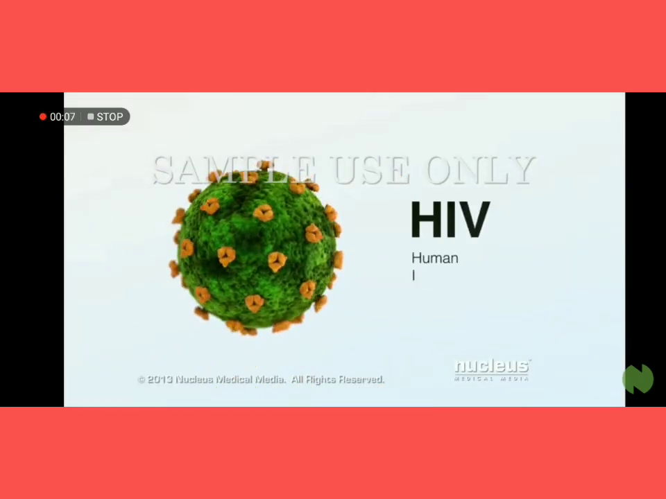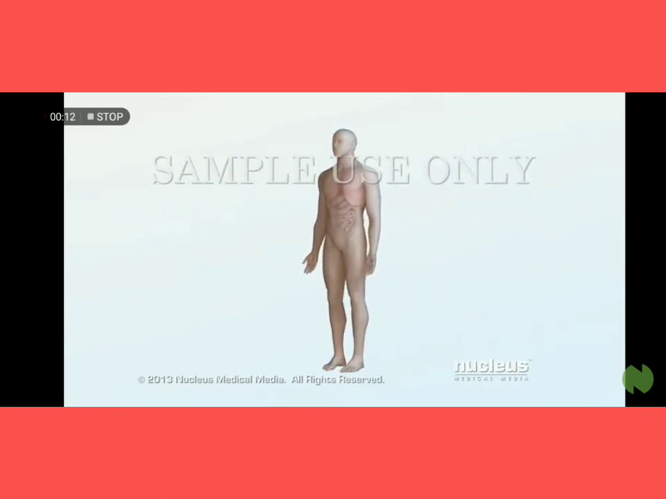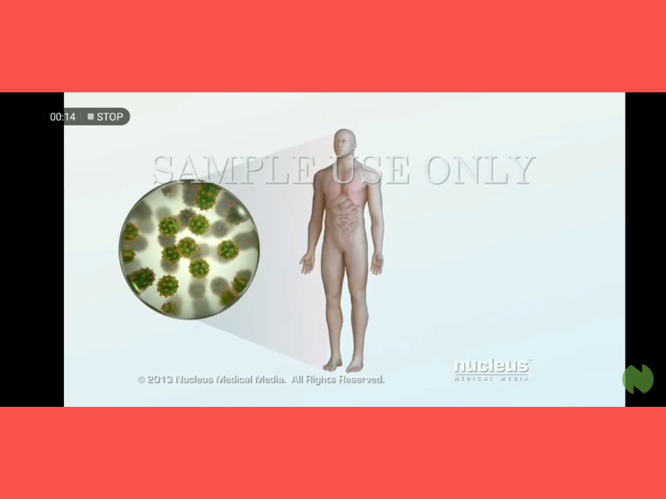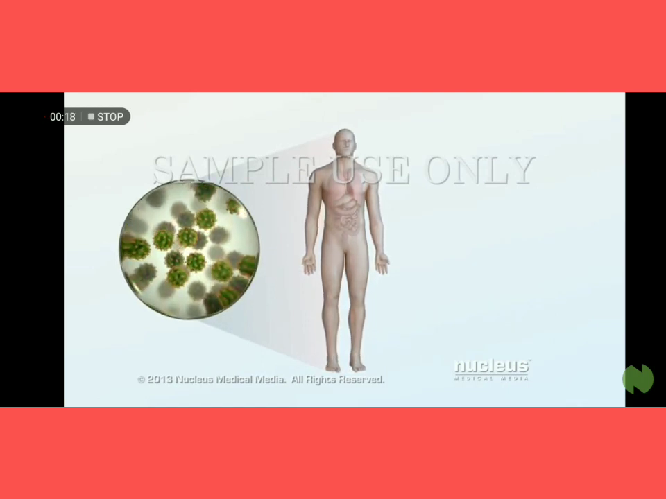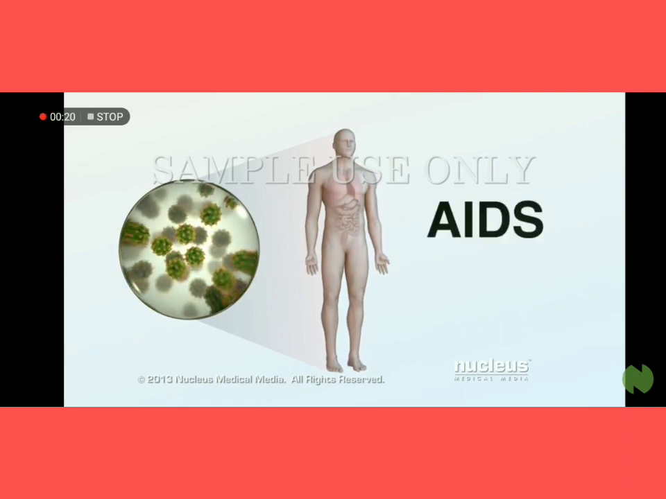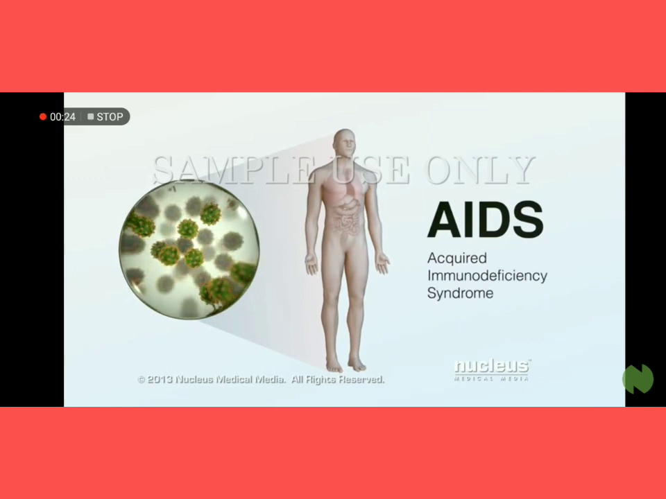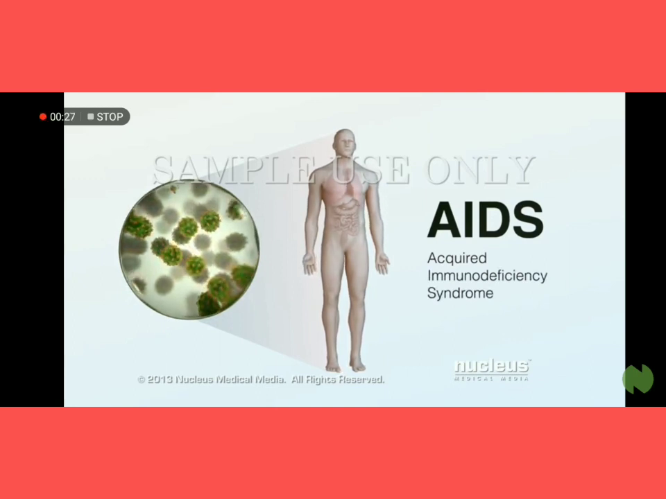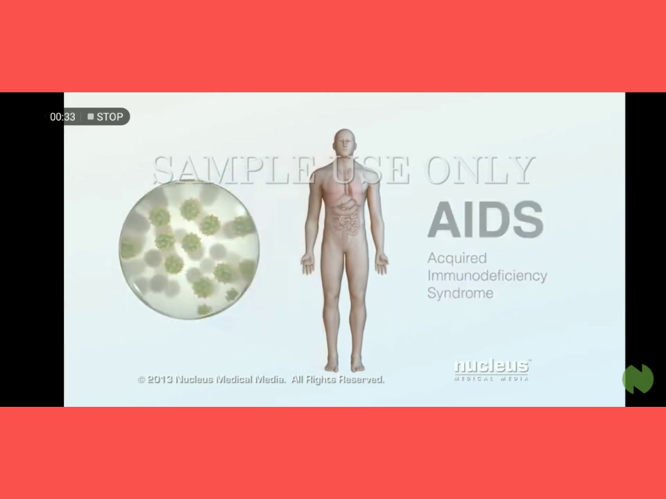HIV is the human immunodeficiency virus. If you have HIV, you have an infection that damages your immune system over time and causes AIDS. AIDS stands for Acquired Immunodeficiency Syndrome. It is the final stage of an HIV infection, when your immune system is damaged and too weak to fight off ordinary infections.